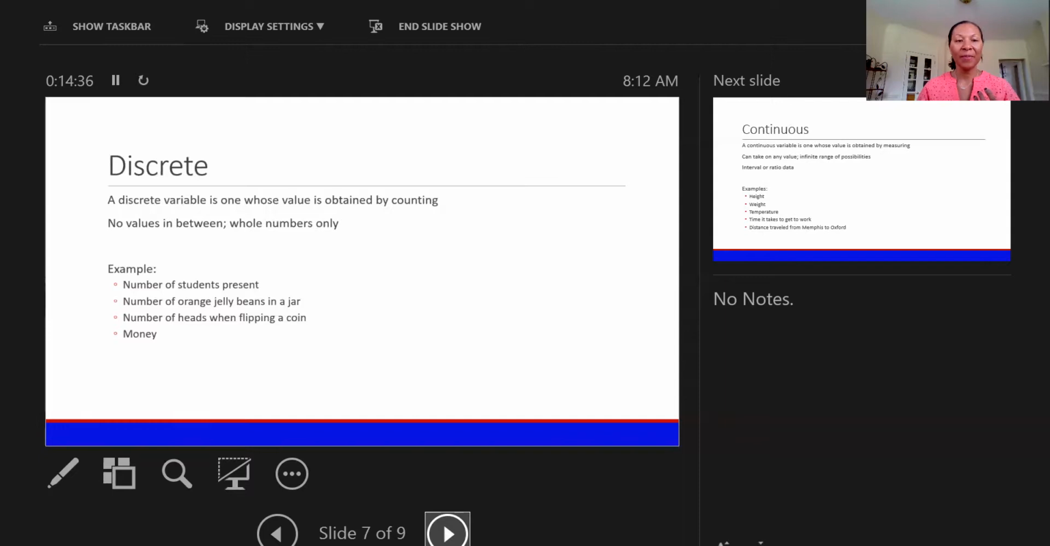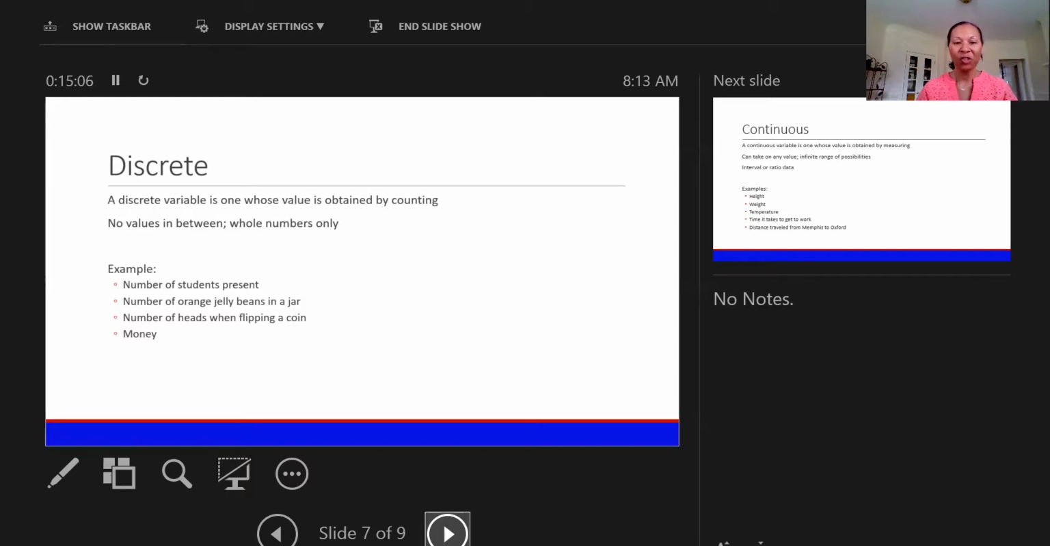All right, so let's talk about the last two variables here, that's discrete and continuous. So discrete variables are obtained when you count. There are no values in between, and these are only whole numbers. So some examples of discrete data include the number of students present in the classroom. There's 7 of you guys. I can't have 6.5. I can't have 4.35. These are always whole numbers.